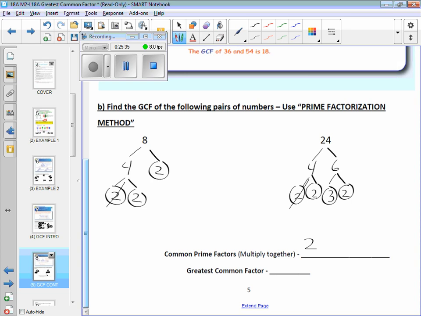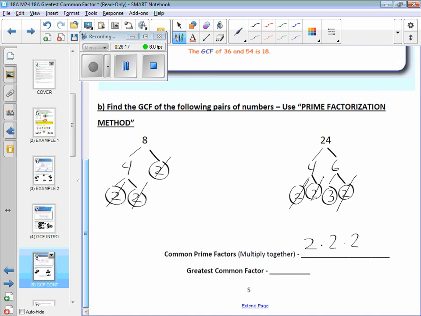Anything else you see common in both trees? Alex. Sorry, any circled number you see. Forget about the non-circled ones. Okay, here's a 2. Here's a 2. Cross them out. List it once. Anything else? See, I got a 2 here still, and I got a non-crossed out 2 here. Cross it out, list it once. Any others? No, these are all crossed out. There's nothing else in common.